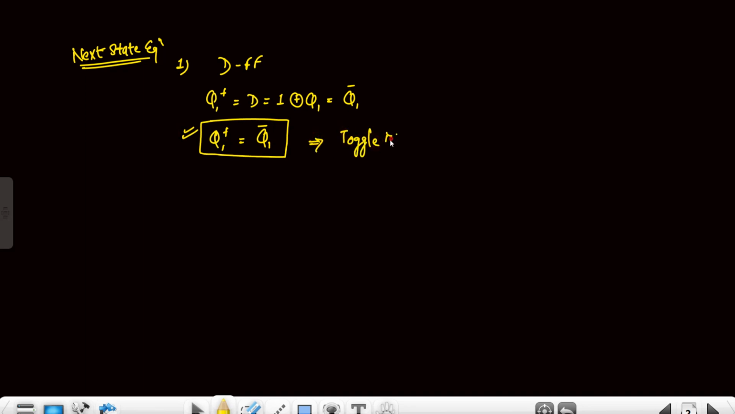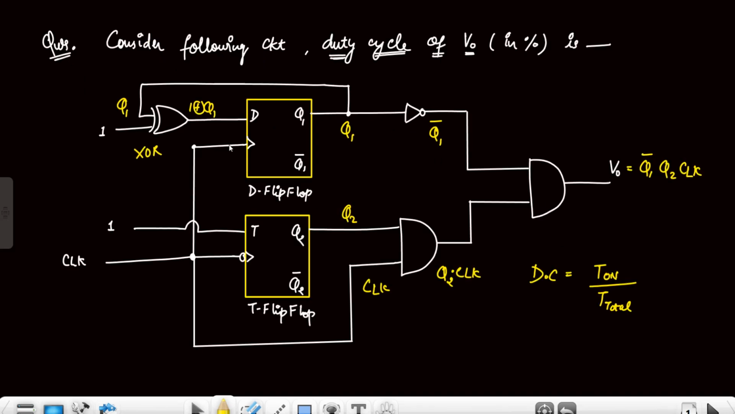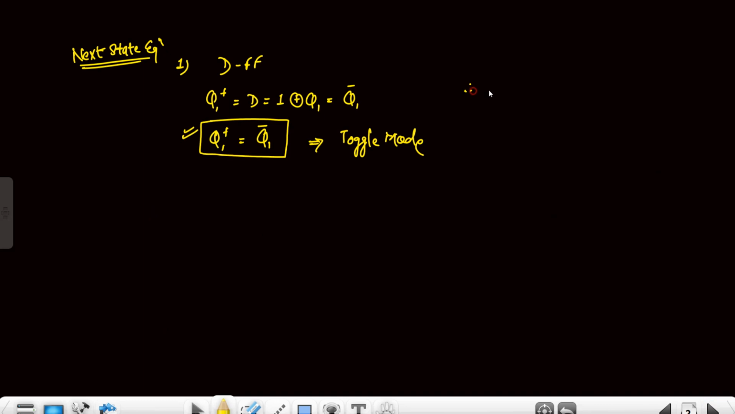So this is toggle mode, and here the flip flop is connected with the positive edge. This is positive edge triggering, and whenever this bubble is there, it is negative edge triggering. So here it is negative edge triggering. The D flip flop is in toggling mode, meaning the D flip flop will toggle at every positive edge of clock.